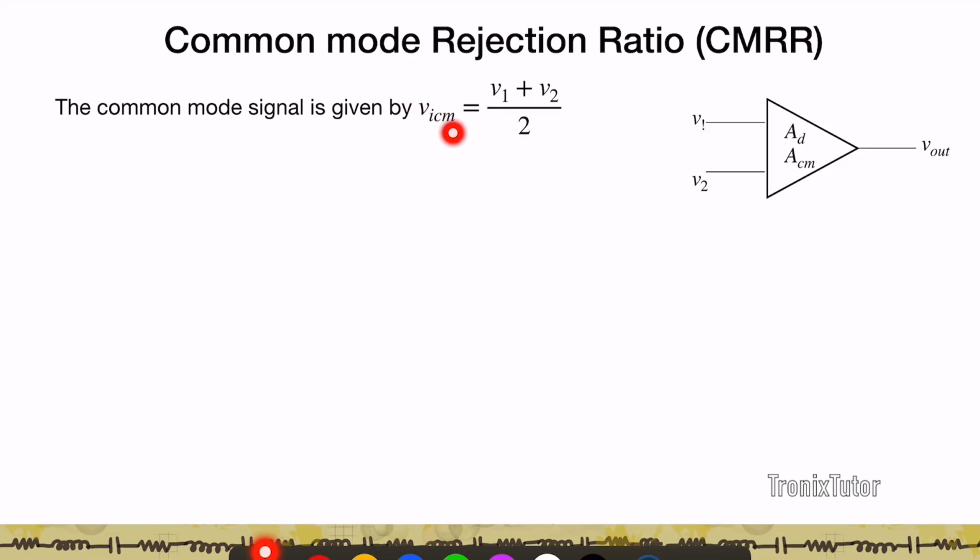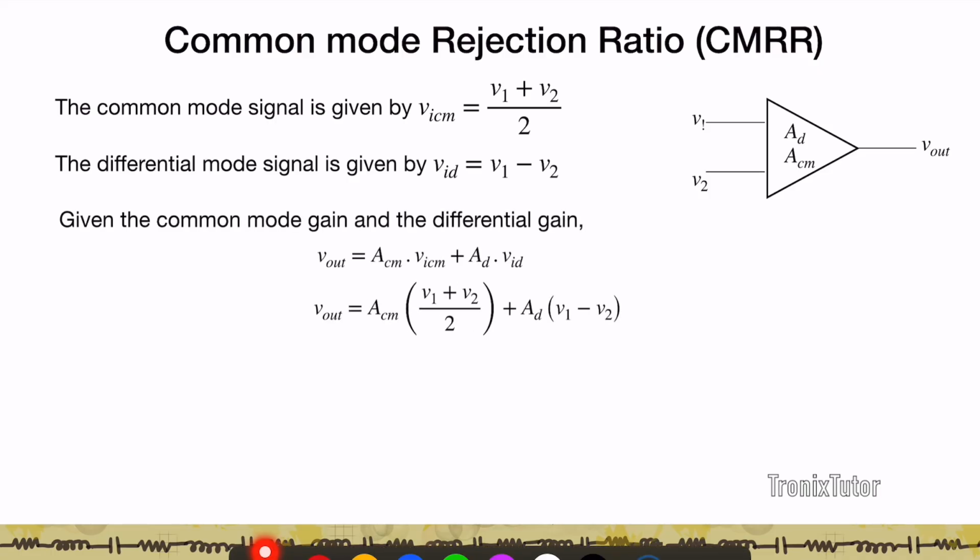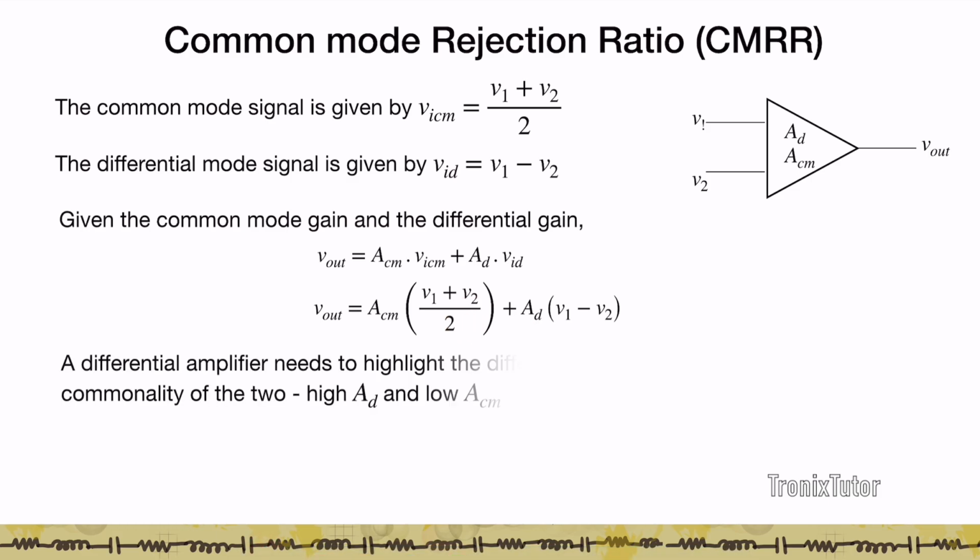Right? So this is going to be our input common mode voltage as (V1 plus V2) by 2. The differential mode in this case is going to be V1 minus V2. And so if you know the differential gain and the common mode gain, then you can write the output voltage as the common mode gain times the common mode voltage plus the differential gain times the differential voltage, which in other words can be written as Vout as ACM into (V1 plus V2) by 2 plus AD into (V1 minus V2).